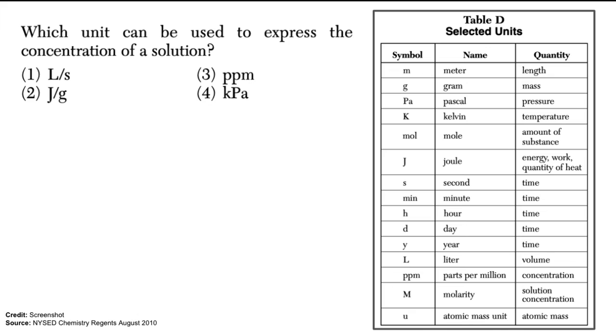I don't see liters per second, but that looks like it's probably a rate because it's something per second. I don't see joules per gram, but that's going to have something to do with energy because of the unit joules, so that's probably not it. kPa I see here. I see Pa, and kPa would mean kilopascals, but that says that it has to do with pressure. So ppm, parts per million, that is the unit that has to do with concentration according to the reference table. So I'm going to select option number 3.